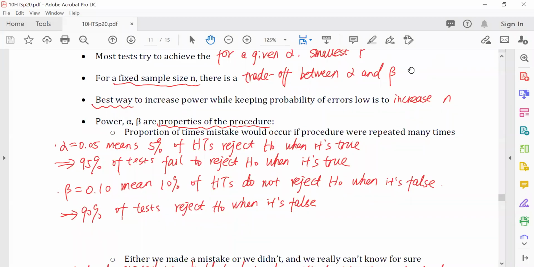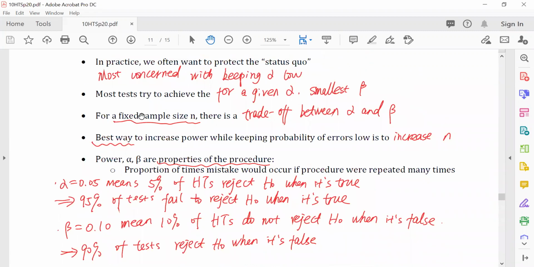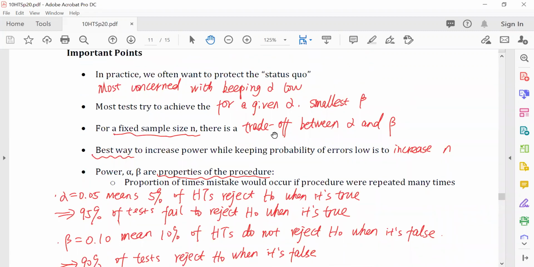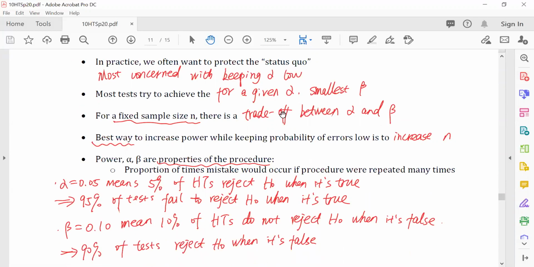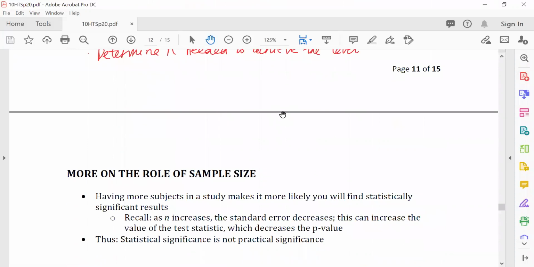Okay, last time we talked about how, for a fixed sample size, there is a trade-off between your type 1 error alpha and type 2 error beta. That is, if you want to reduce a type 1 error, you may need to sacrifice a type 2 error. If you want to reduce a type 2 error, you may need to sacrifice a type 1 error. So for a fixed sample size n, you can't reduce the type 1 error and type 2 error at the same time. There is also another thing that I would like to talk about regarding the role of the sample size n.